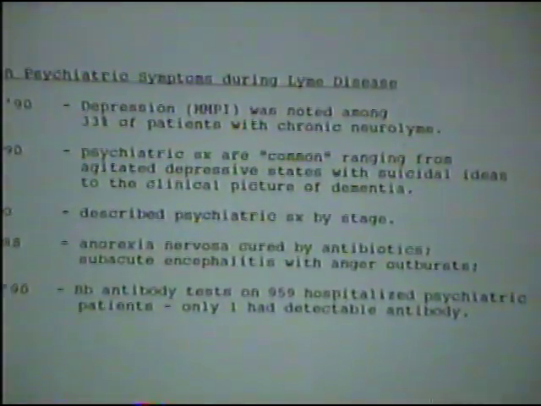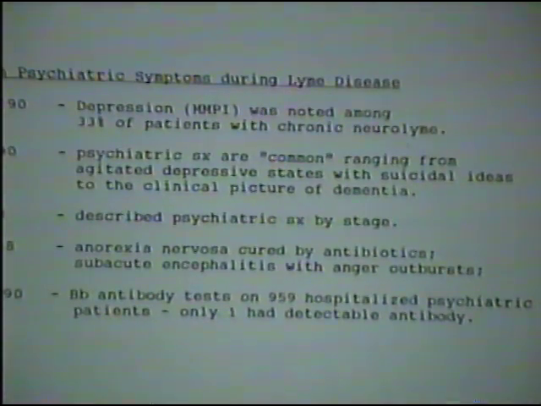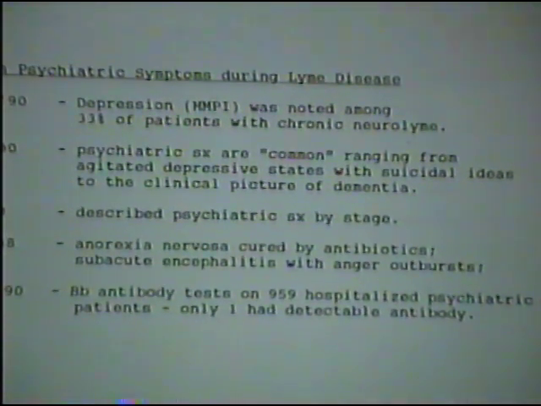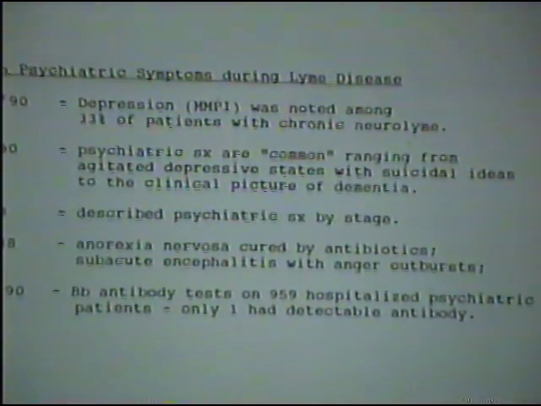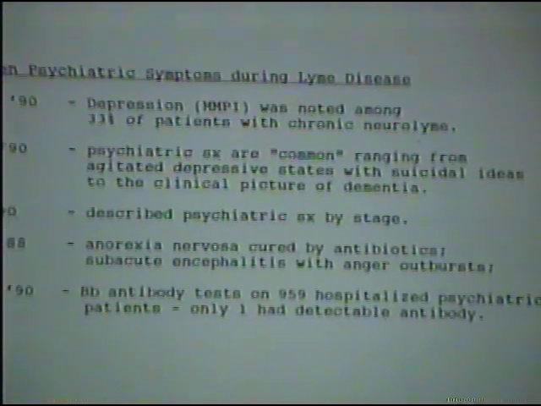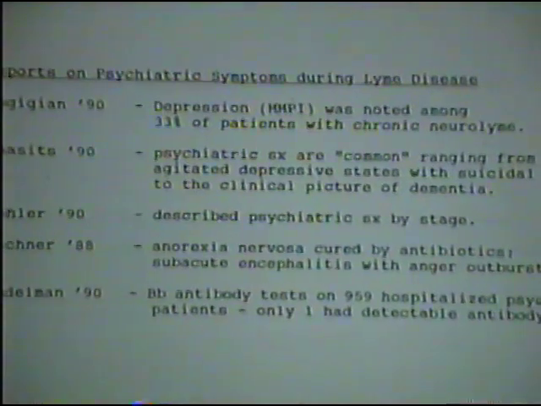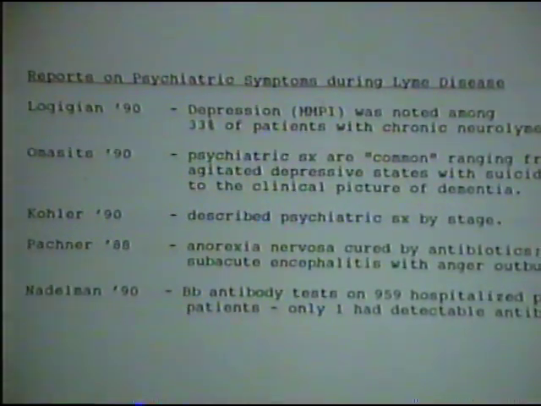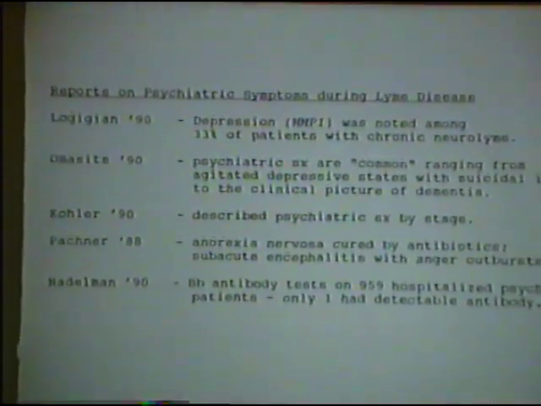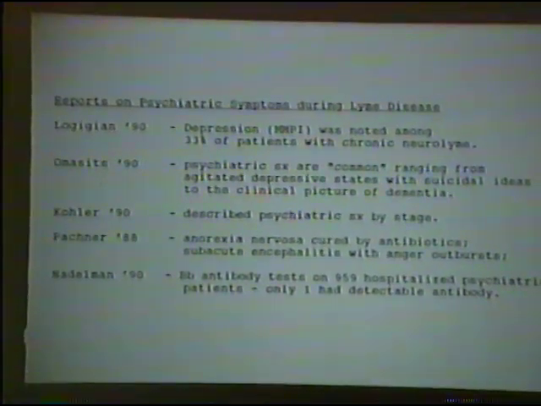The kid was still seropositive for Lyme, so we treated him with IV antibiotics, and the anorexia nervosa went away. And that was sustained on 3-year follow-up. So it's quite odd. And certainly he also reported cases of a patient with subacute encephalitis with anger outbursts. I believe he did a temporal lobe biopsy and showed spirochetes.